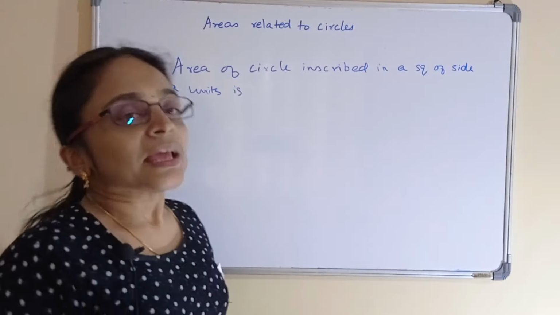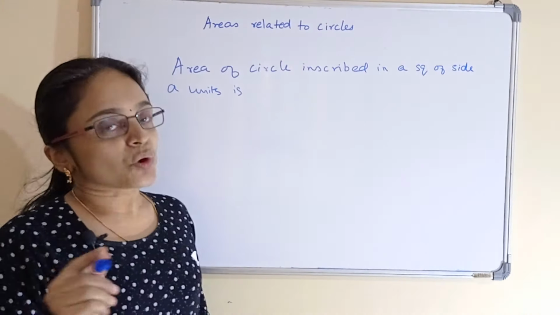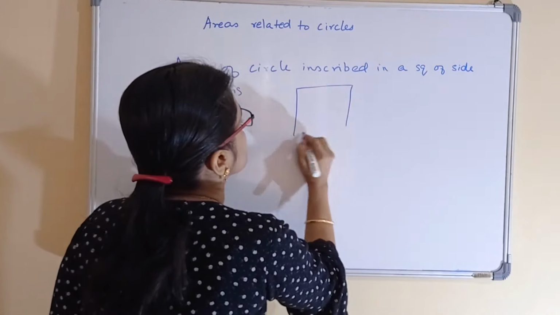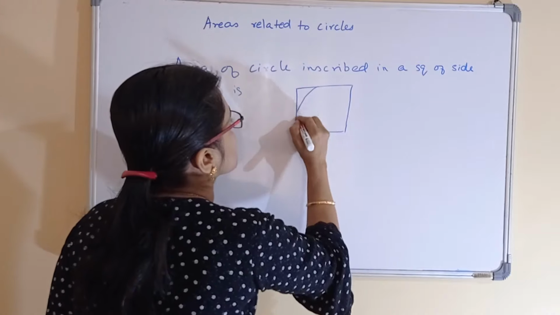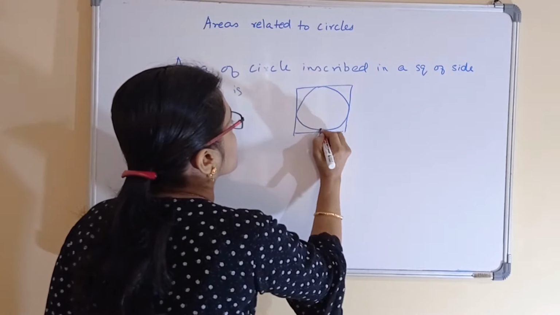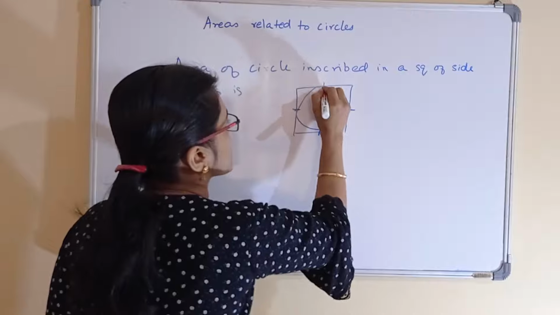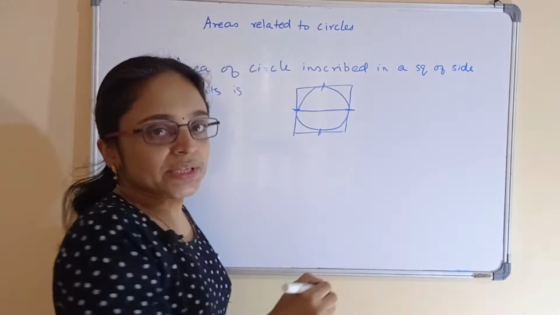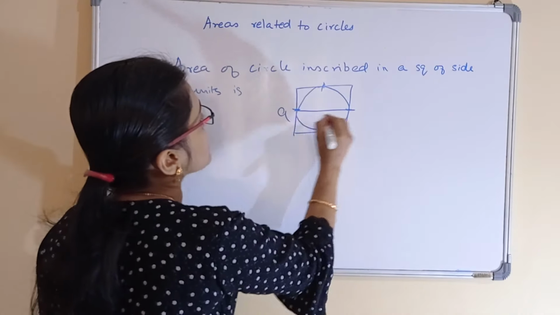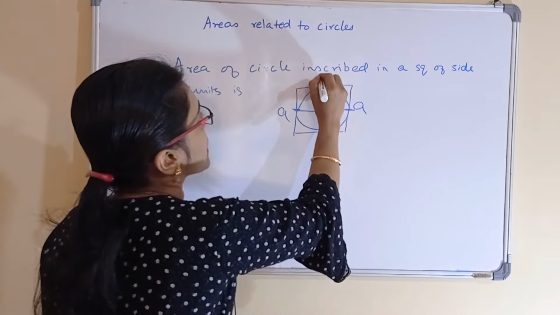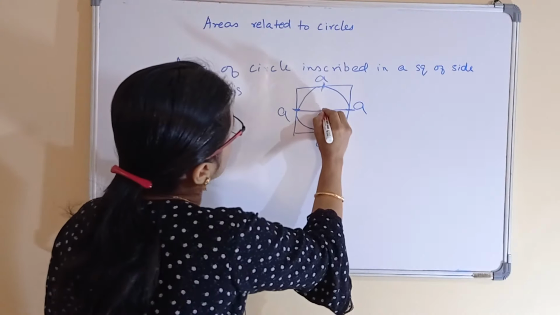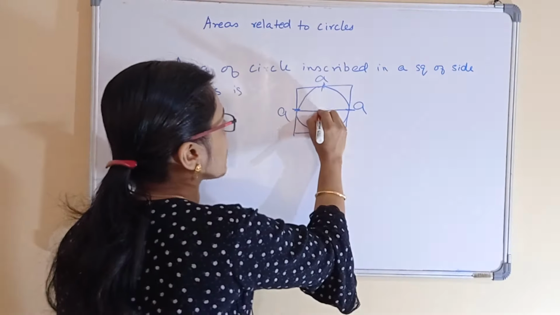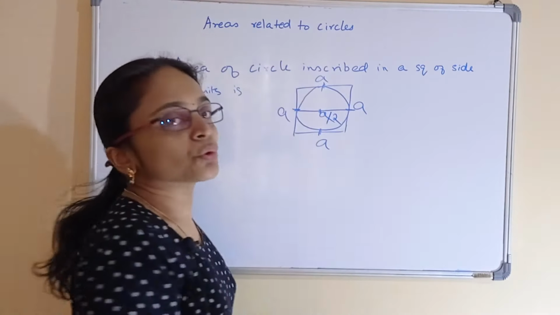First question is, area of a circle inscribed in a square of side A units is. A circle inscribed in a square touches the sides of the square, and this side of the square will be equal to its diameter. So this side of the square is given as A units. So what is the diameter of the circle? It is A units. So what is the radius of the circle? It will be A by 2 units.